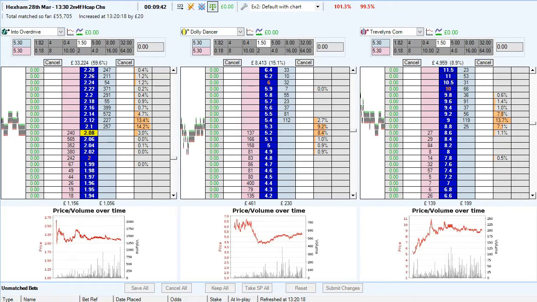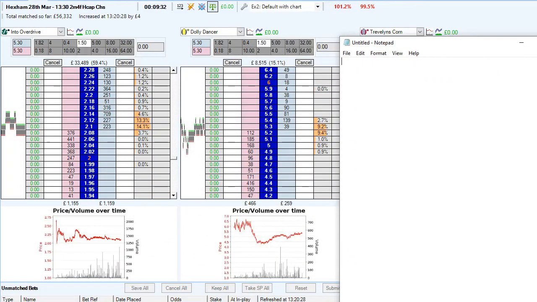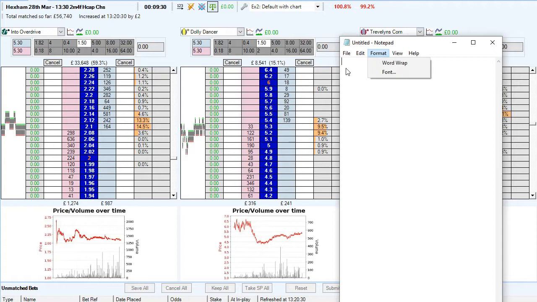A good thing to do is probably just get a notepad up and put your 5 stakes. Let me just do that. I should have probably done this before, but £1.50, and then just do that 5 times, and then you can cross those off as you put them into the market. So there's about £7.50.